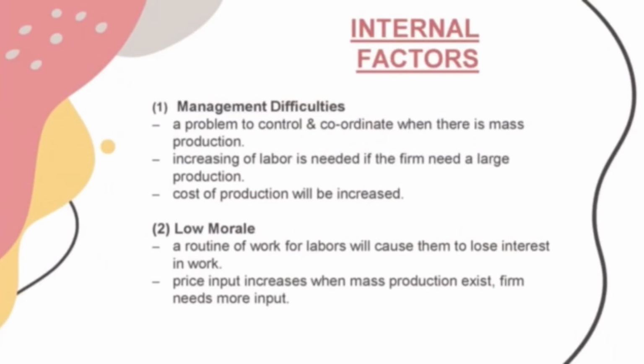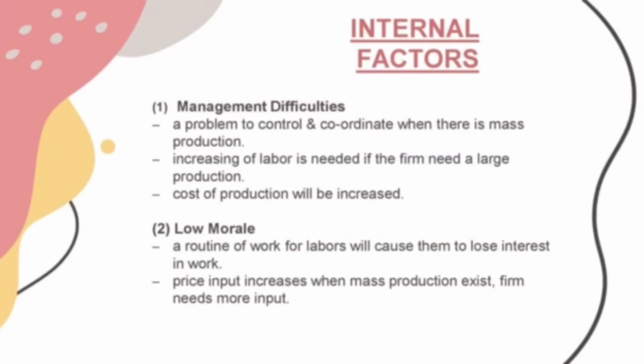The first one is management difficulties. Management difficulties is a problem to control and coordinate when there is mass production. Labor need to increase, making the cost of production increase as well.